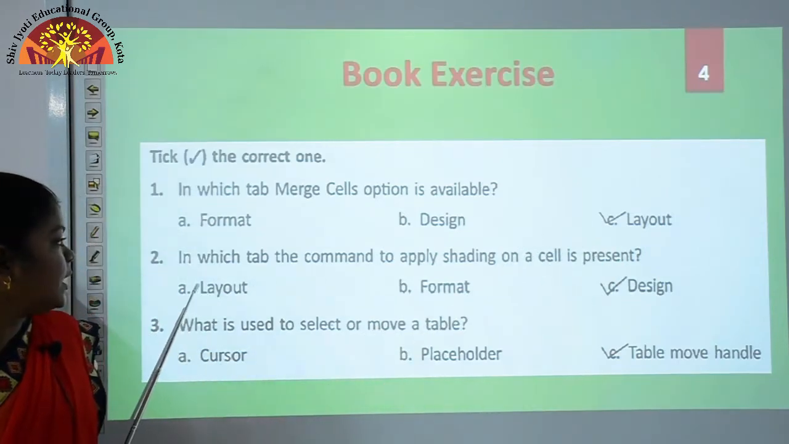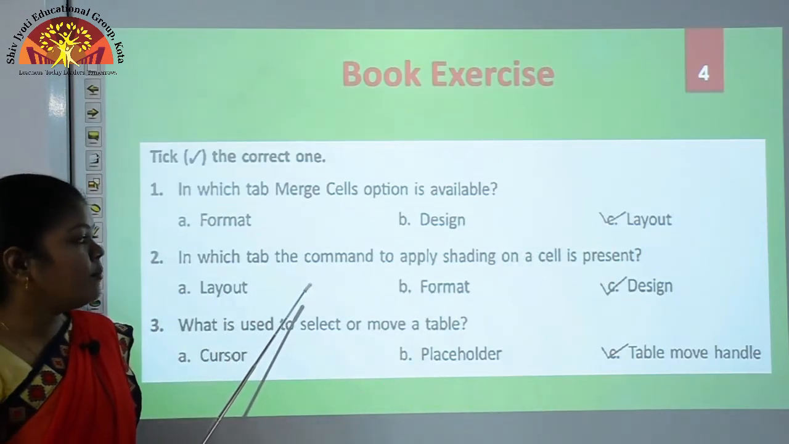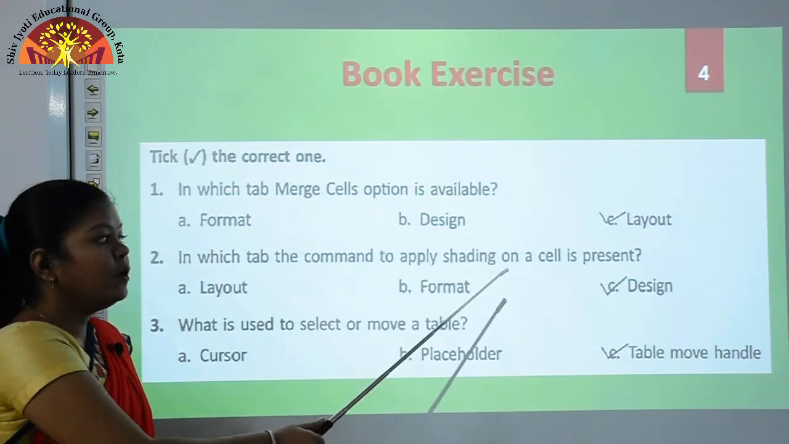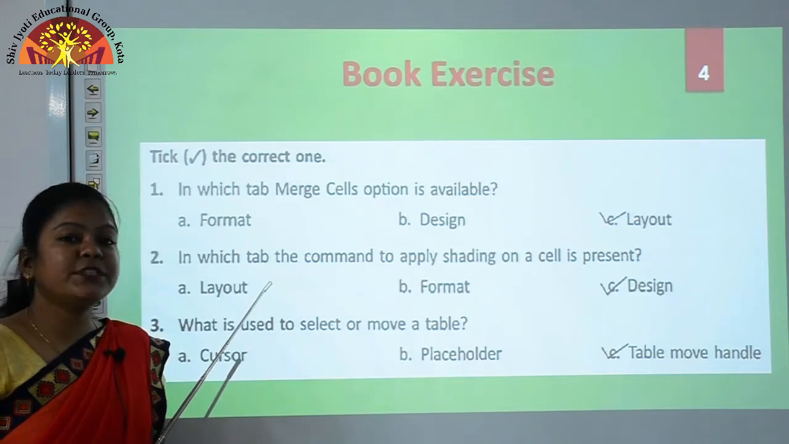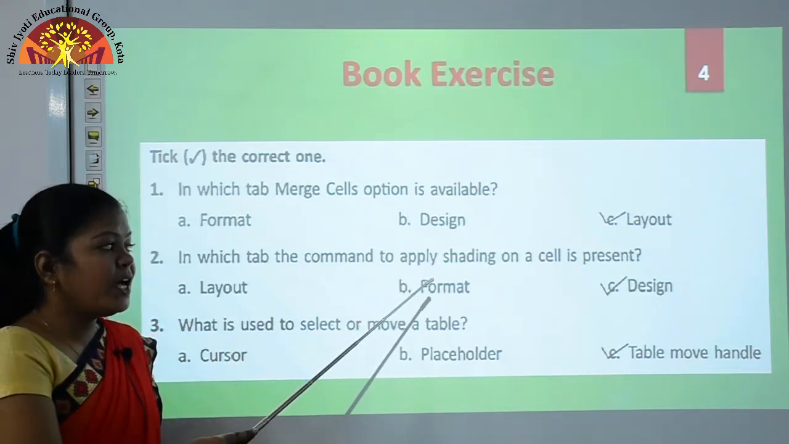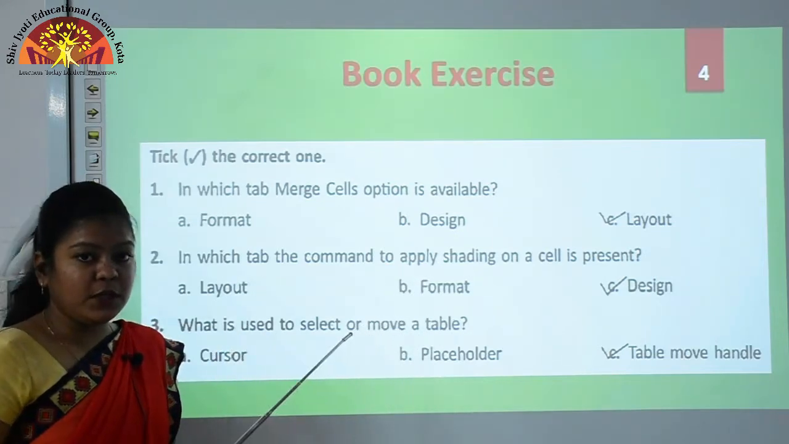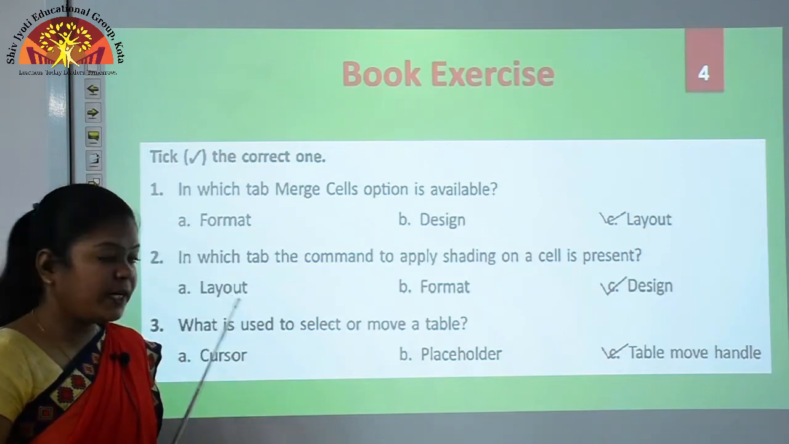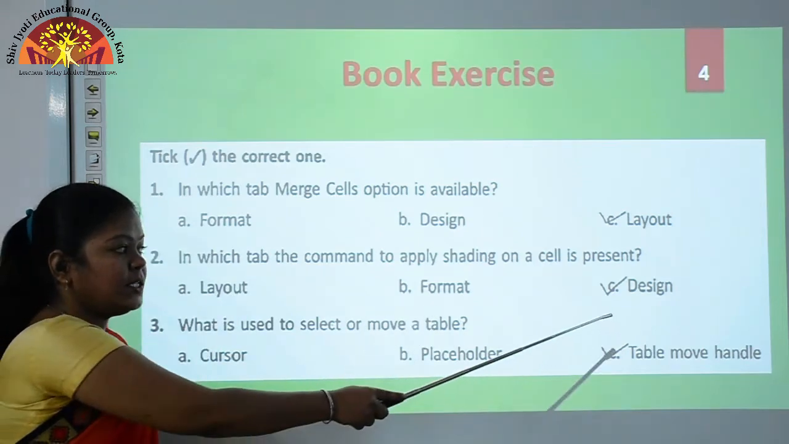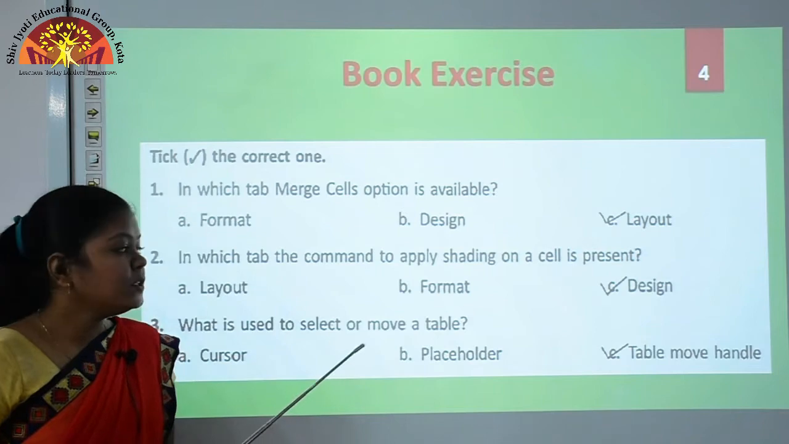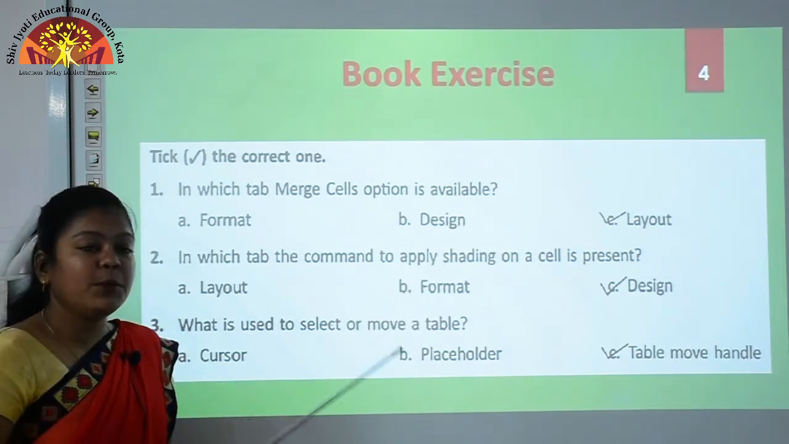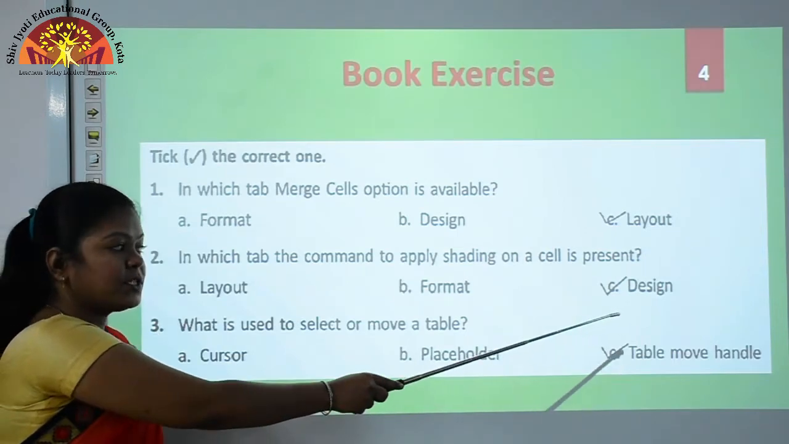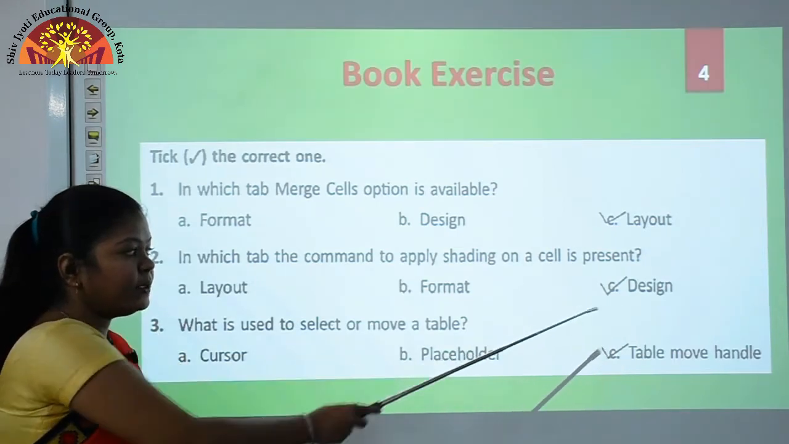Next question is, in which tab the command to apply shading on a cell is present? Students, you have to tell in which tab the command apply shading on a cell is available. The options are layout tab, format tab and design tab. Students, we know that apply shading on a cell option is available in the design tab. So this is your correct answer. Put the right mark here.